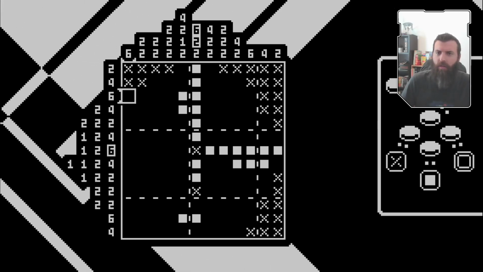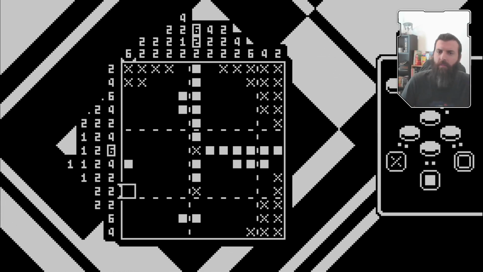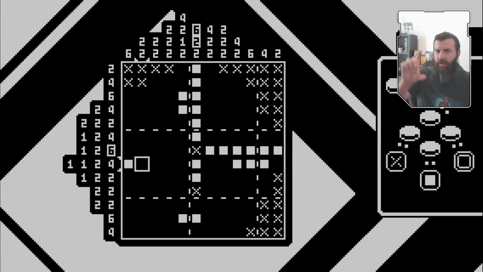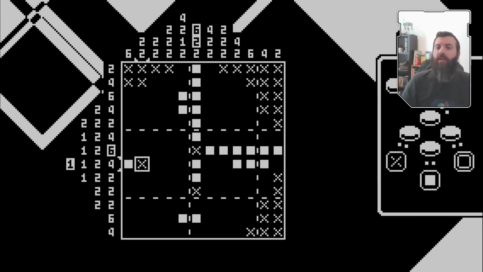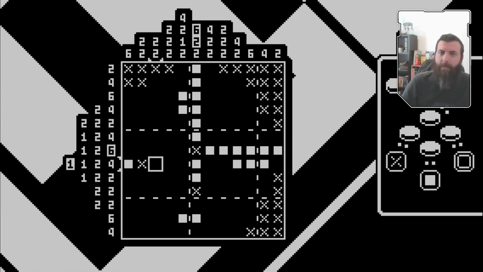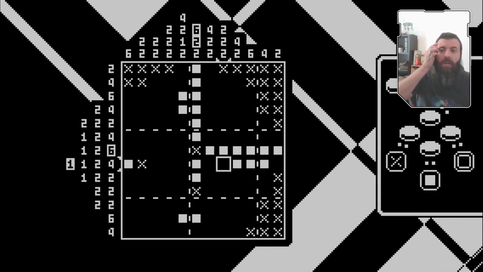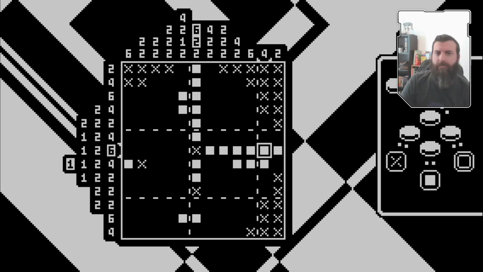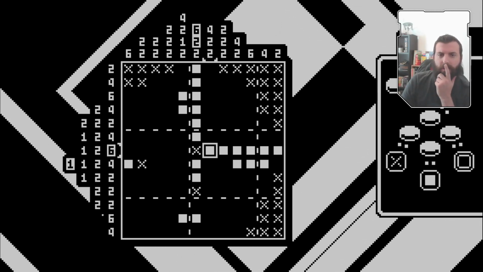Okay, looking vertically, 3, 6, 1, 5, 6. This pixel has to be filled in, however high or low this is done. Go ahead and X this off. That's one of the ones down. Okay. Starting to run low on things that we can say with confidence.